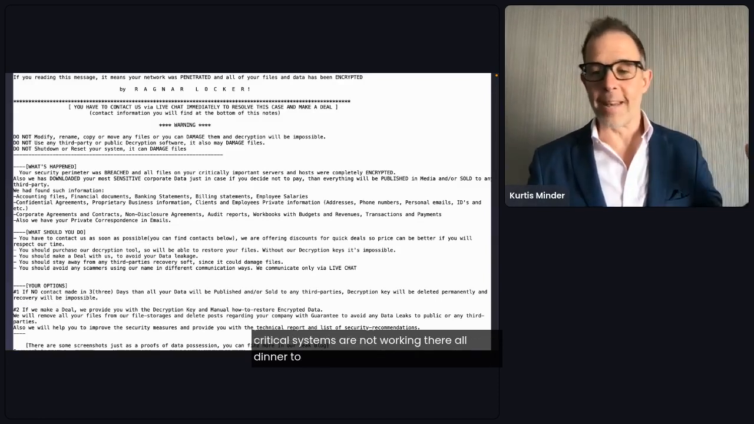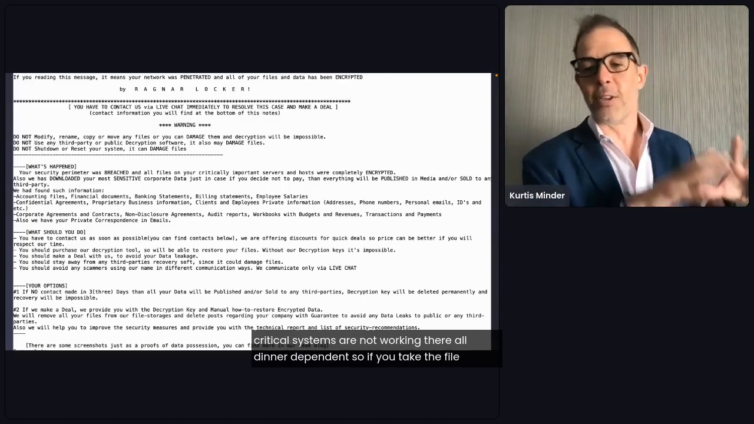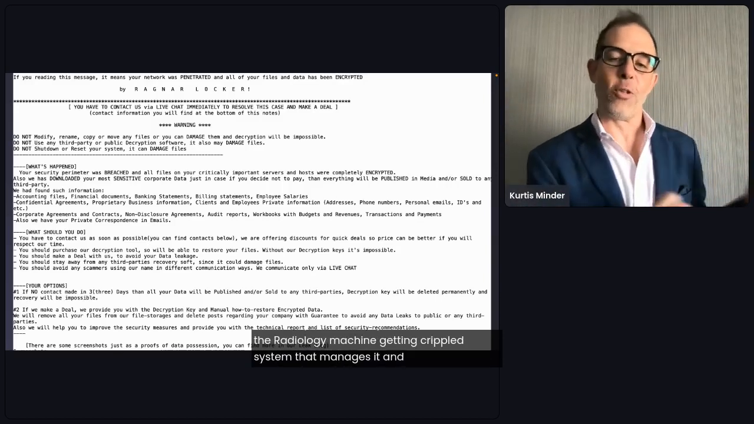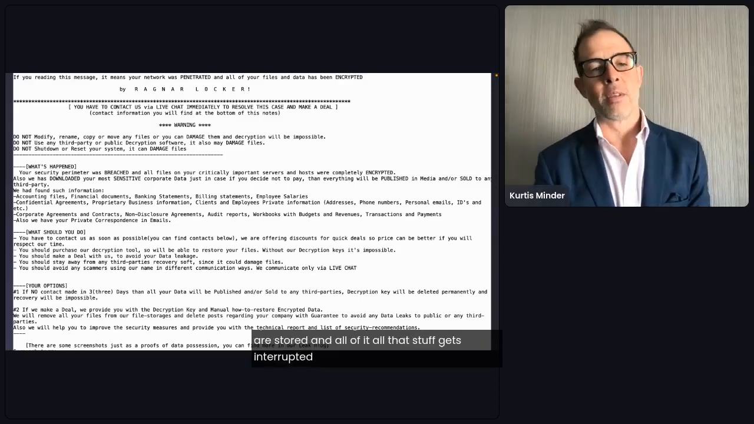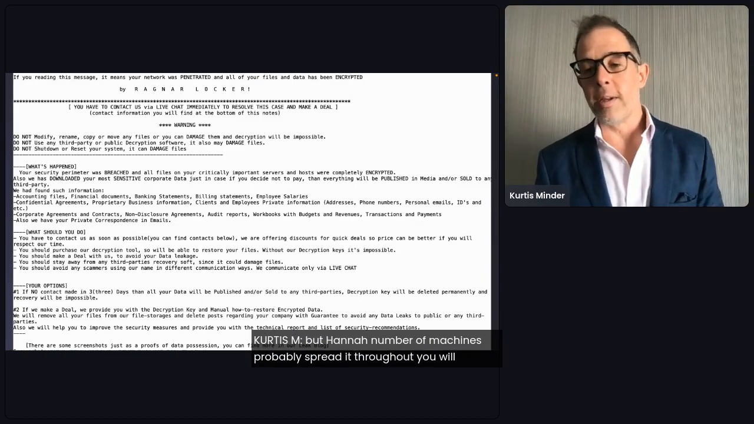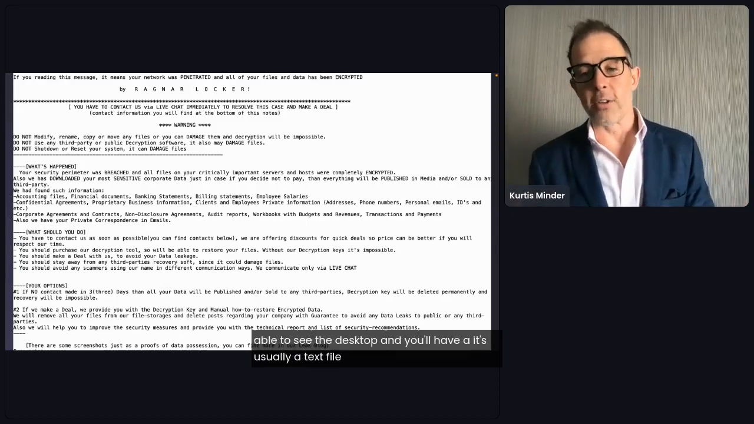They're all interdependent. So even if the threat actor can't encrypt the files on the radiology machine, they encrypt the system that manages it and where those files are stored, and all of that gets interrupted. But on a number of machines, probably spread throughout, you will still be able to see the desktop, and you'll have a text file. It looks a lot like this.